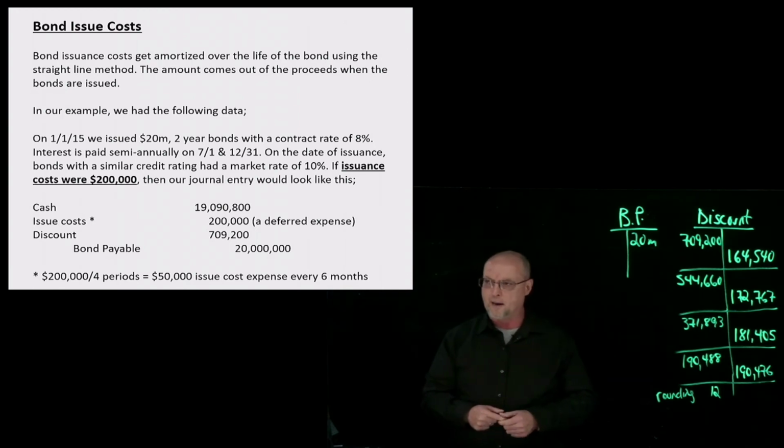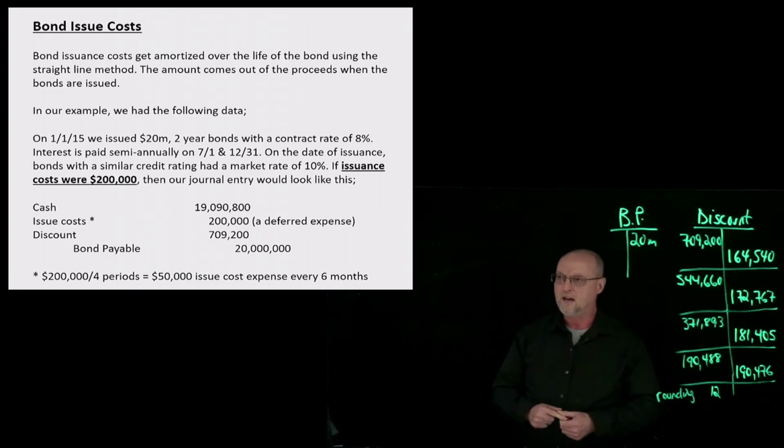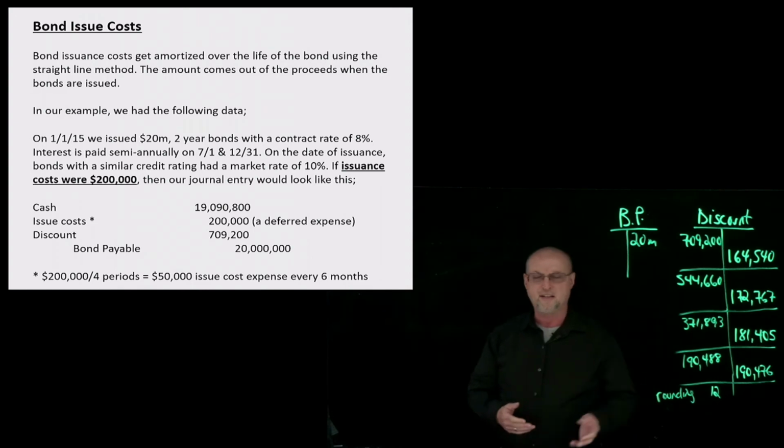Bond issue costs get amortized over the life of the bond, and you can use the effective method. It's far more common to use the straight line method, and that's what we're going to do here. The amount of the bond issue cost comes out of the proceeds on the day that the bonds are issued and we receive the cash.